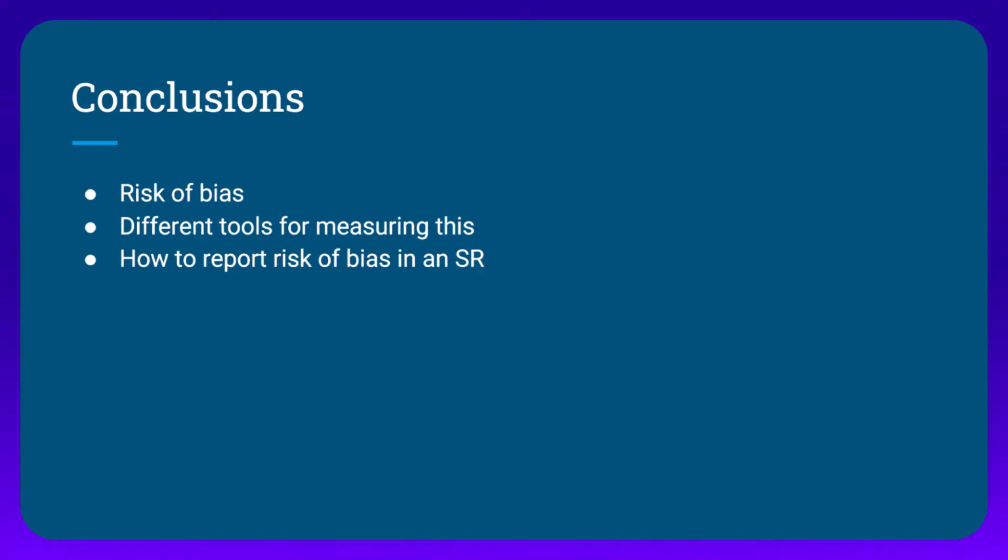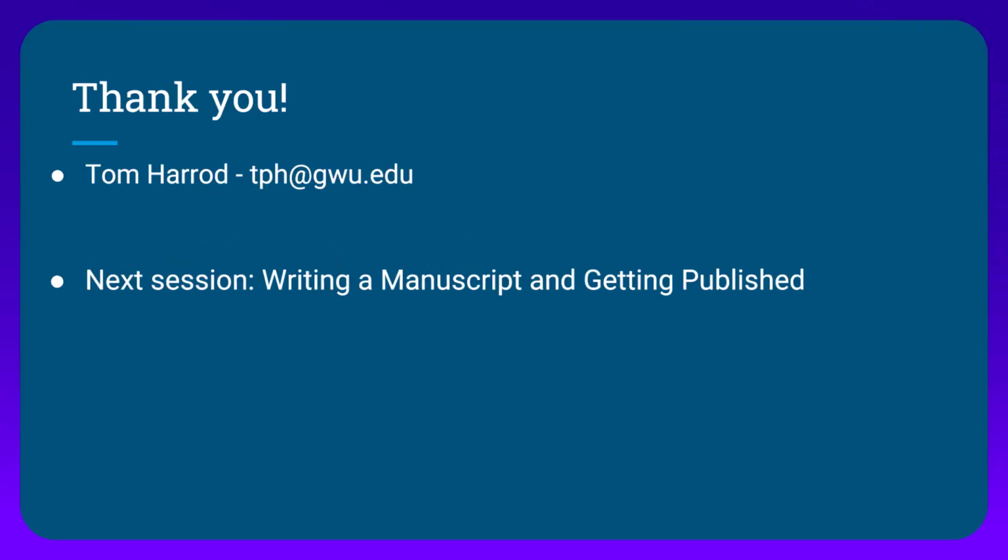In conclusion, we've covered a range of topics in this session. First, we discussed the definition of risk of bias as it pertains to the quality analysis of articles included for analysis in a systematic review. Then, we looked at some of the different tools which are used to perform that analysis, as well as the way in which the results of that analysis are reported in systematic review manuscripts.